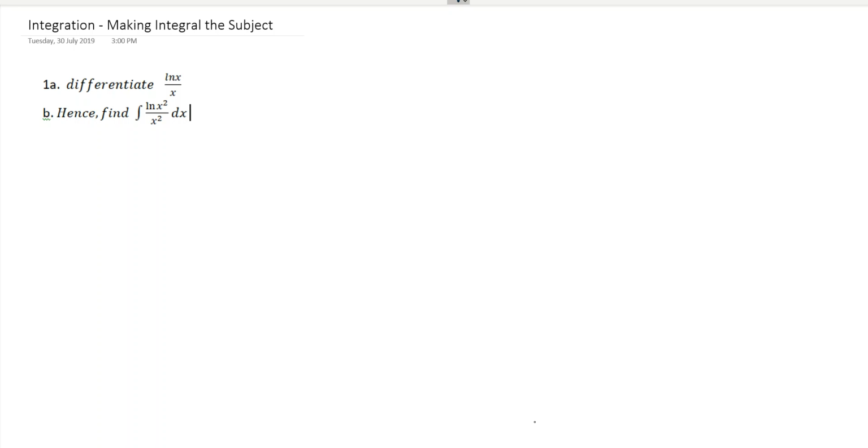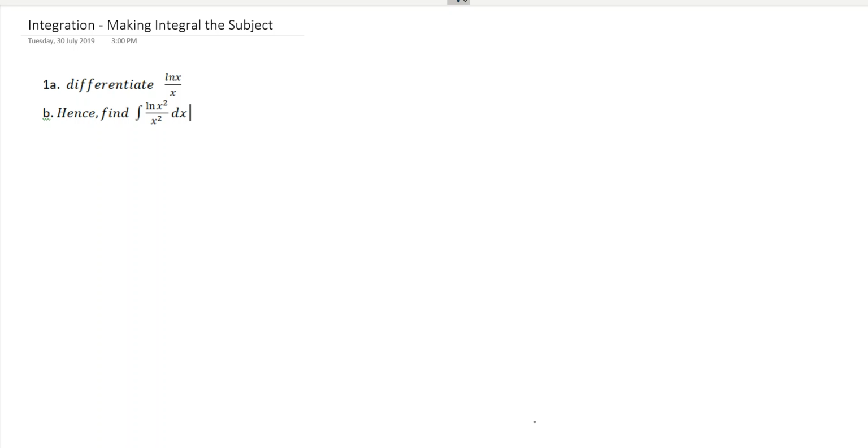Okay, so to cut to the chase, like in my IG post, I say that there are 3 skills of integration that you have to know very well. If you don't know these 3 skills, don't bother going for the exam, because definitely you will not be able to do any integration questions. And one of the most important is called making the integral the subject.